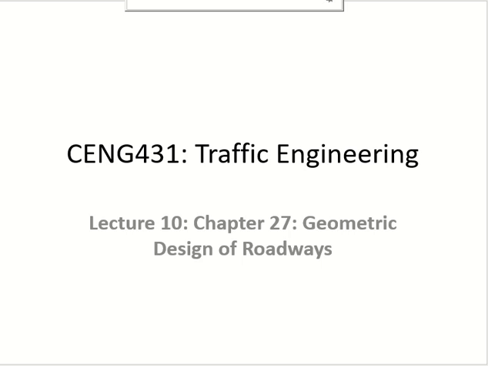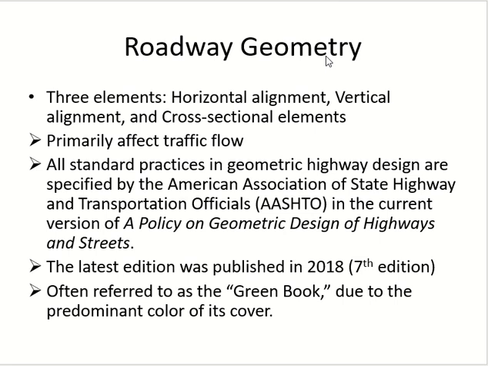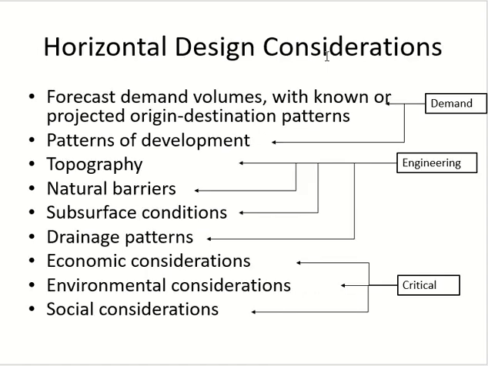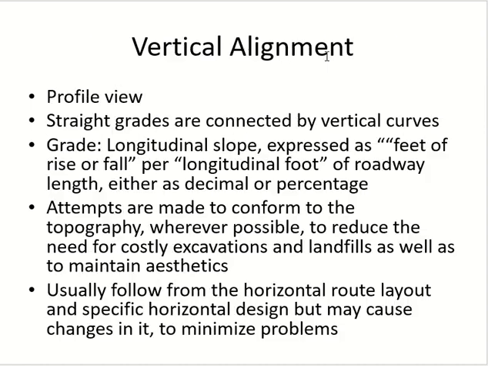Okay, last time we started this topic, geometric design of highways, and this topic has three components: horizontal, vertical, and cross section. And horizontal means the plan view, which you normally do from the development plan. There are some other factors you need to consider for the horizontal alignment.